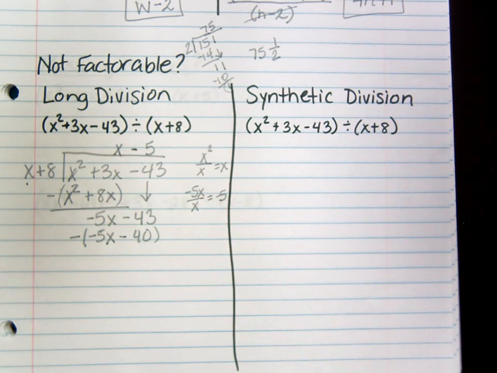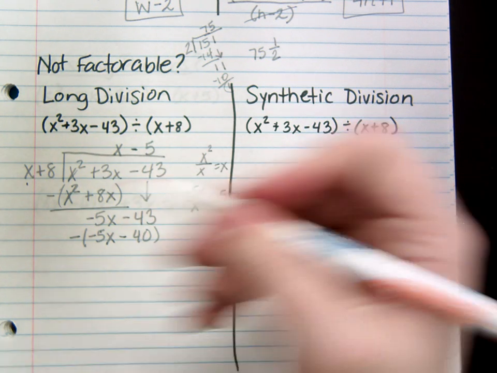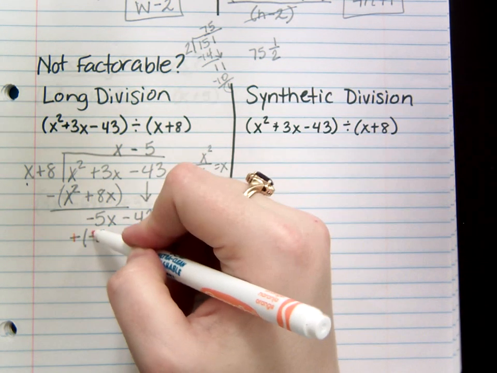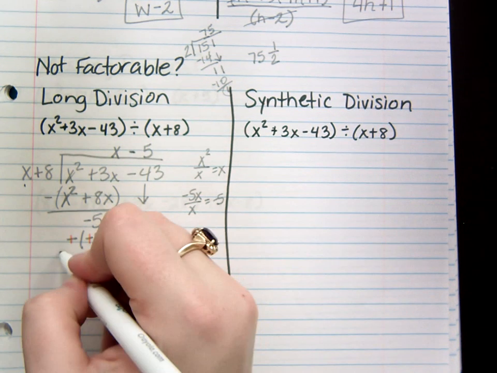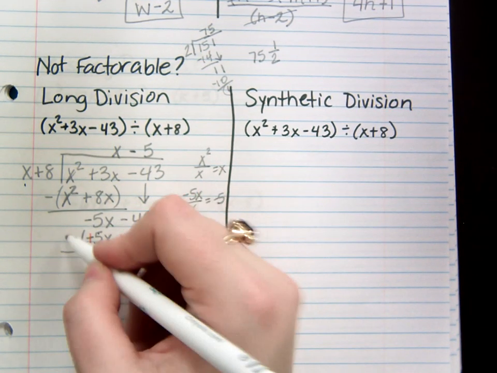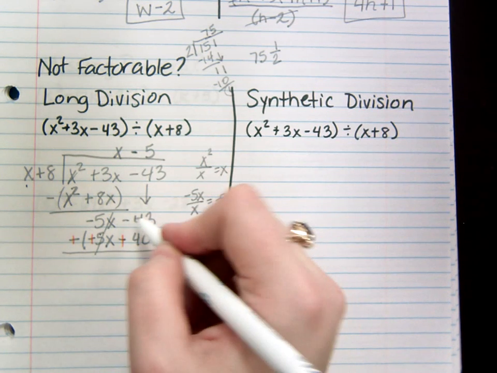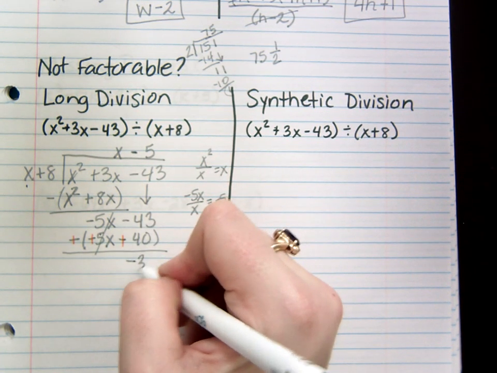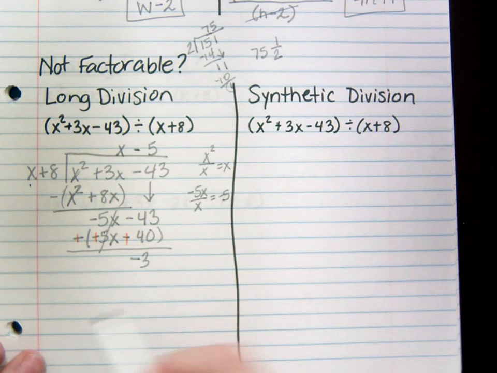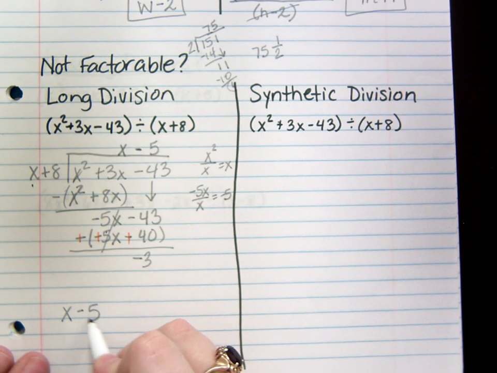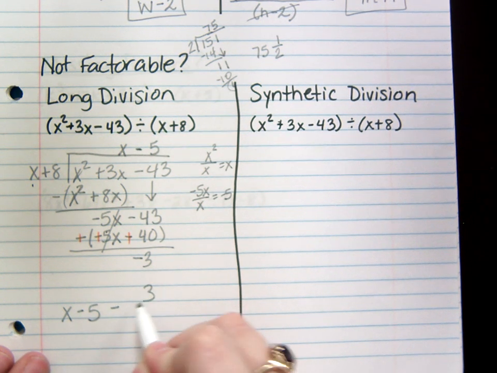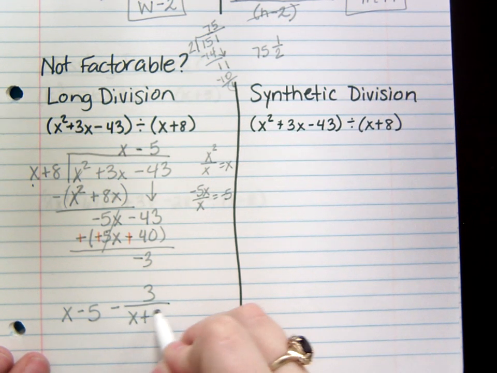Now I'm subtracting this. Remember that when you're subtracting a negative, what you're really doing is adding. So -5x and 5x cancel out. -43 and 40 give me -3. So -3 is my remainder. So when I divide these, I get x minus 5 minus 3 over x plus 8.